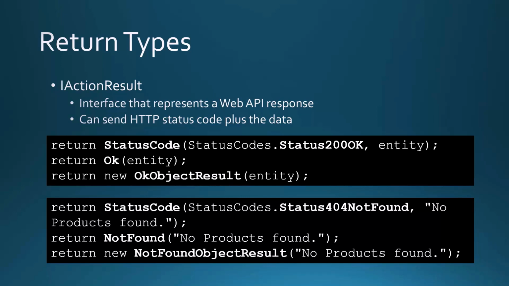So StatusCodes.Status200OK is an enumeration that returns that 200 to us. We could also use the Ok method, so return Ok passing in entity. That also returns a status code of 200, and so does return new OkObjectResult. All three of these are equivalent. We can also return a StatusCode and use the status enumeration Status404NotFound. And you could even optionally pass in a message or something if you wanted. We can also use the NotFound method, and we can return a new NotFoundObjectResult, and again, passing in a message that we want to return.